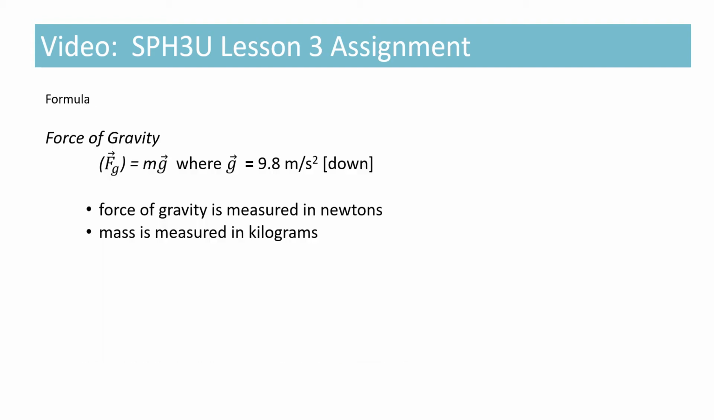The force of gravity. This is a constant, and it's equal to the mass times g. And g is equal to 9.8 meters per second squared. So you need to know the mass in kilograms of the object and apply the constant for the force of gravity, 9.8 meters per second squared.